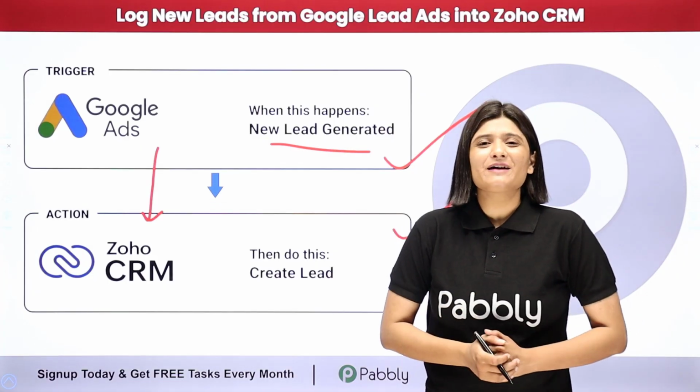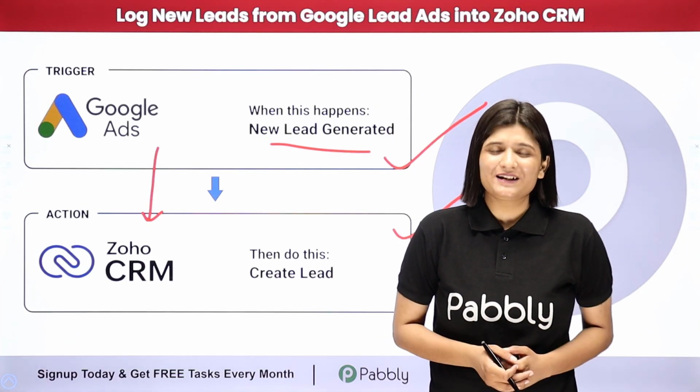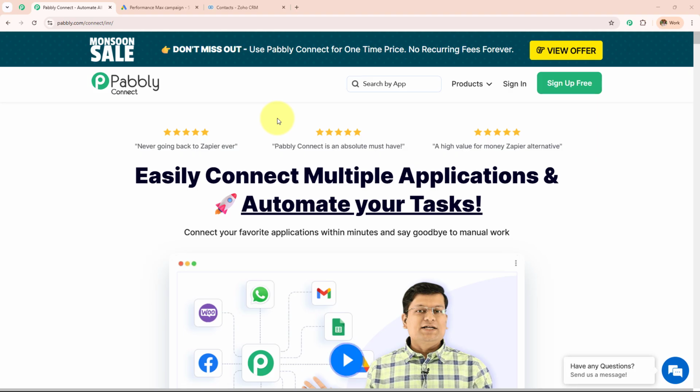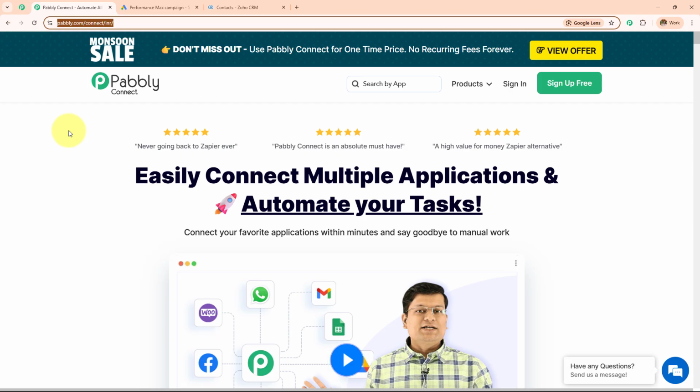Now, if you want to learn the step-by-step process, then let me take you all to my screen. In this video, we are going to learn how to log Google Ads leads into Zoho CRM. For this, I am going to create automation between Google Ads and Zoho CRM with the help of Pabbly Connect. So this is the landing page of Pabbly Connect, and you can visit this simply by typing pabbly.com/connect in your browser. Now, before we sign into our Pabbly Connect account, let me quickly take you towards Pabbly Community.